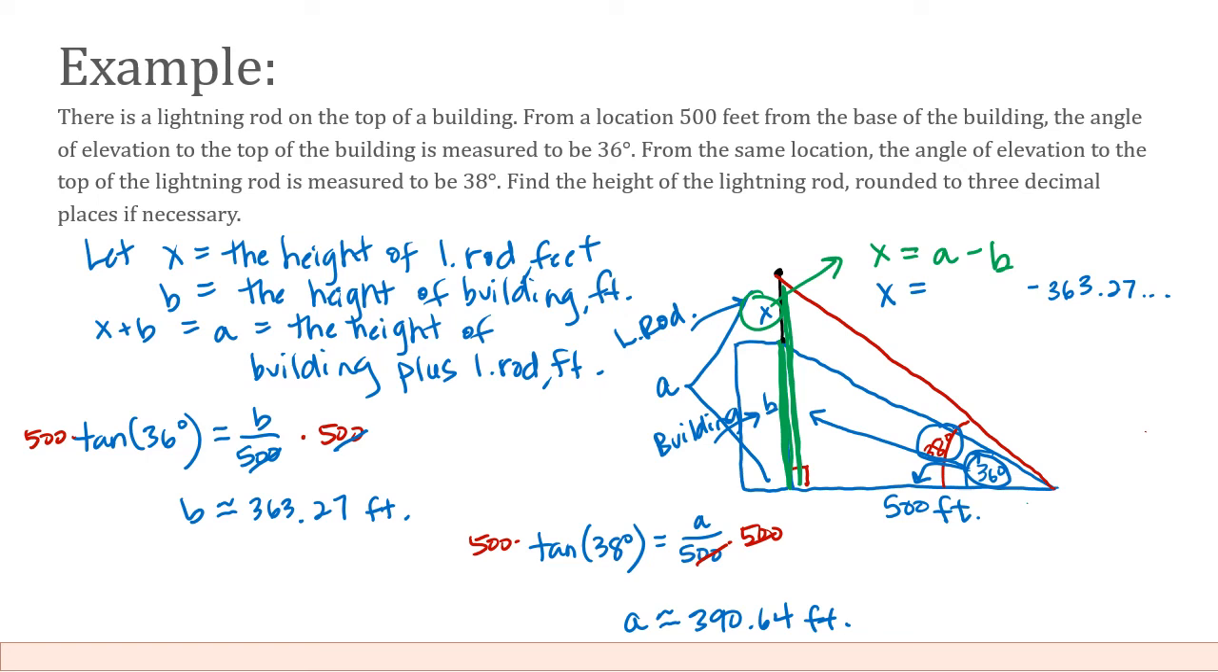And again, I know that that's a rounded answer, so I'm going to be really careful when I do this computation. The actual number is 390.6428133. So I'm going to use those exact numbers and do the subtraction to get that x is approximately, this is rounded to 3 decimal places, 27.372 feet. It's a tall lightning rod, isn't it?